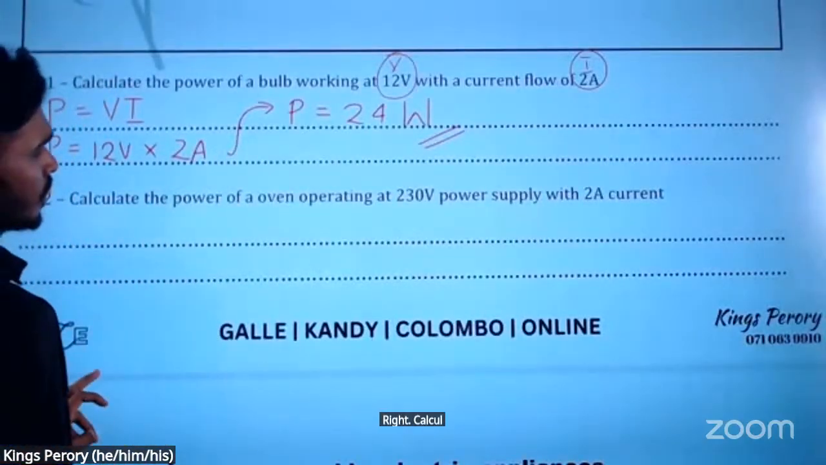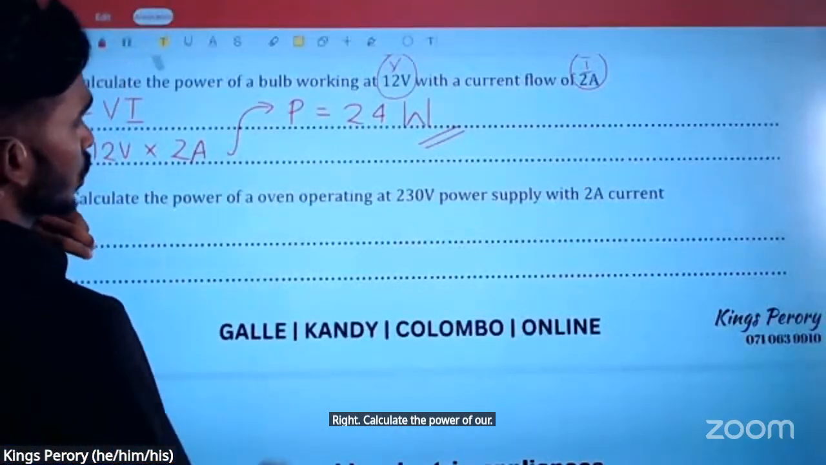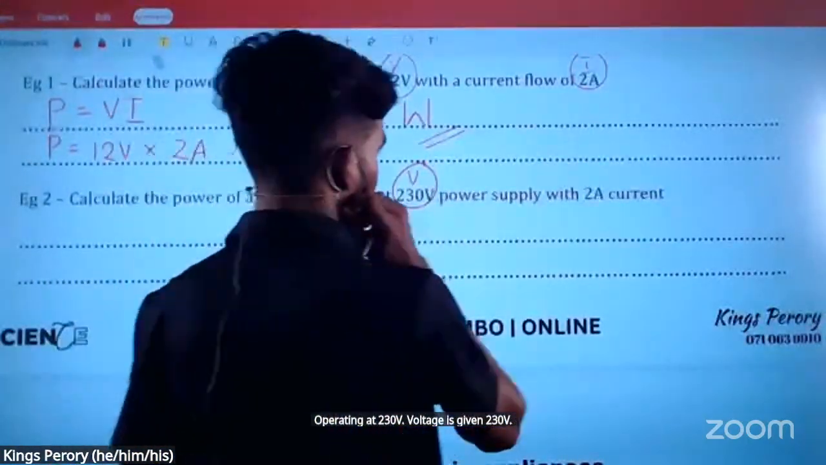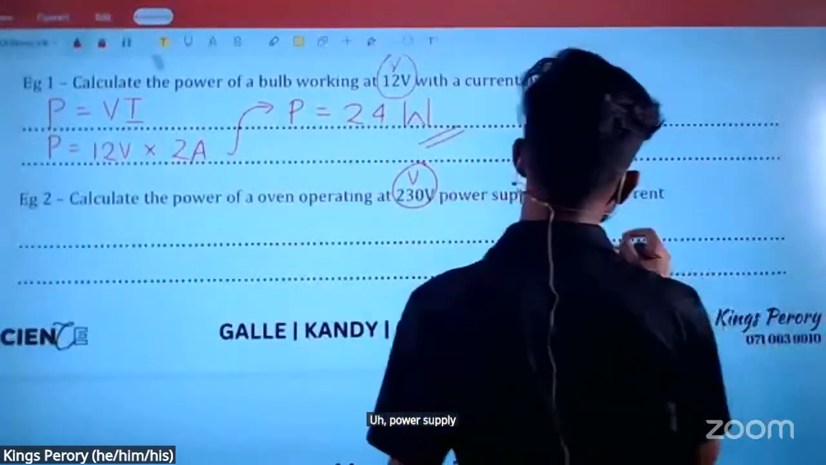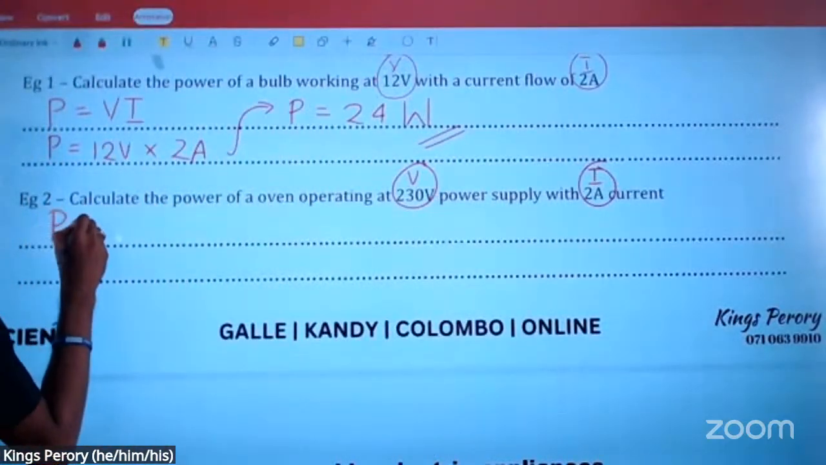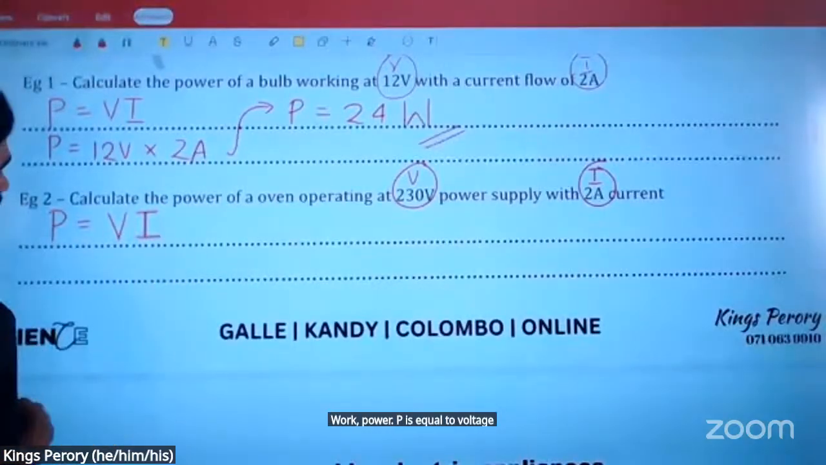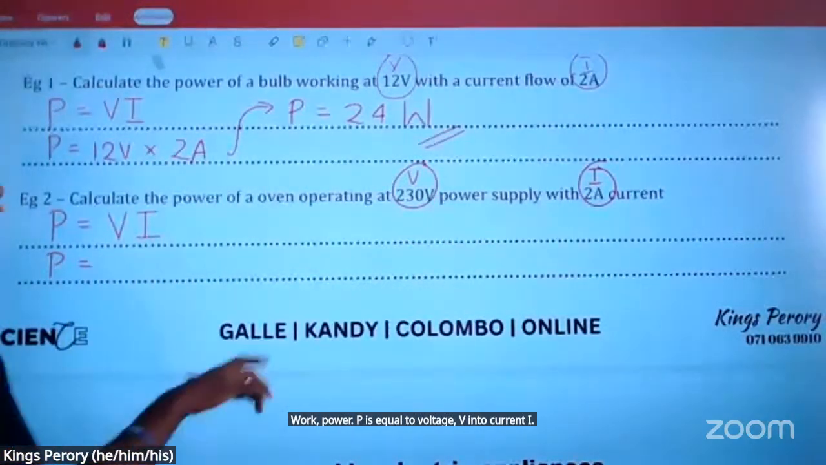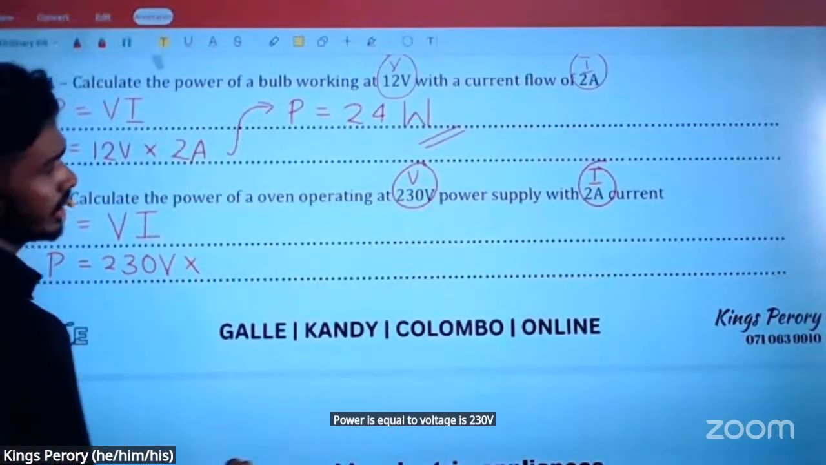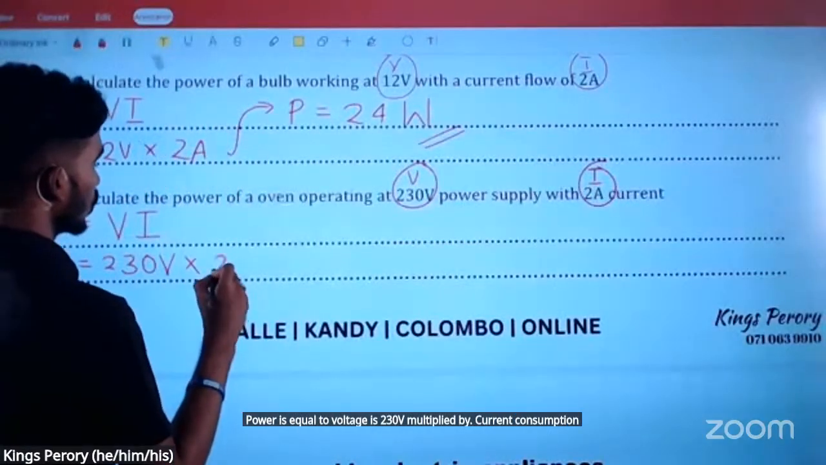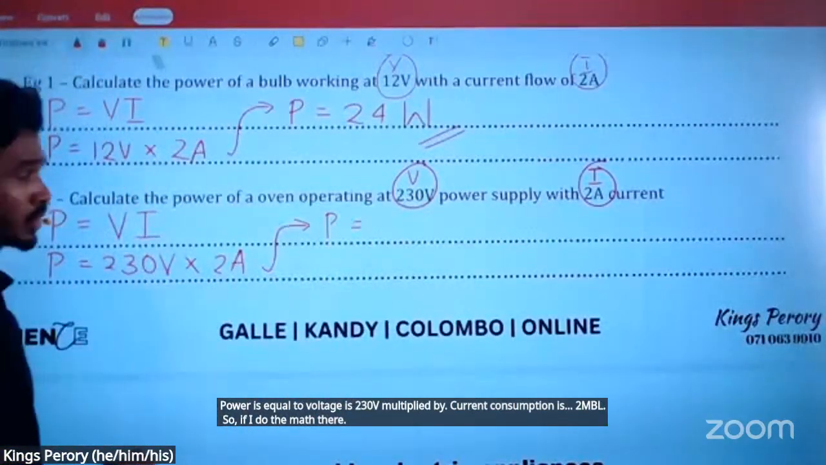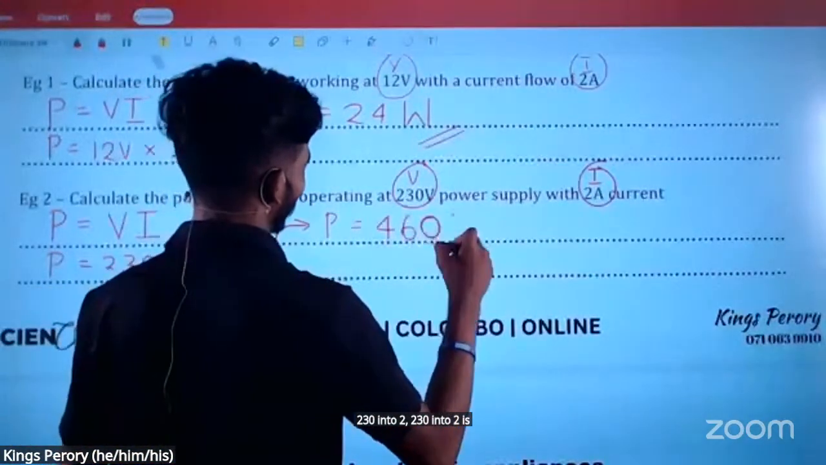Calculate the power of an oven operating at 230 volt power supply with a 2 ampere current. Voltage is given, 230 volt. Current is given, 2 ampere. Power P is equal to voltage V into current I. Power is equal to voltage, 230 volt, multiplied by current consumption, 2 ampere. So if I do the math there, 230 into 2 is 460 watt.